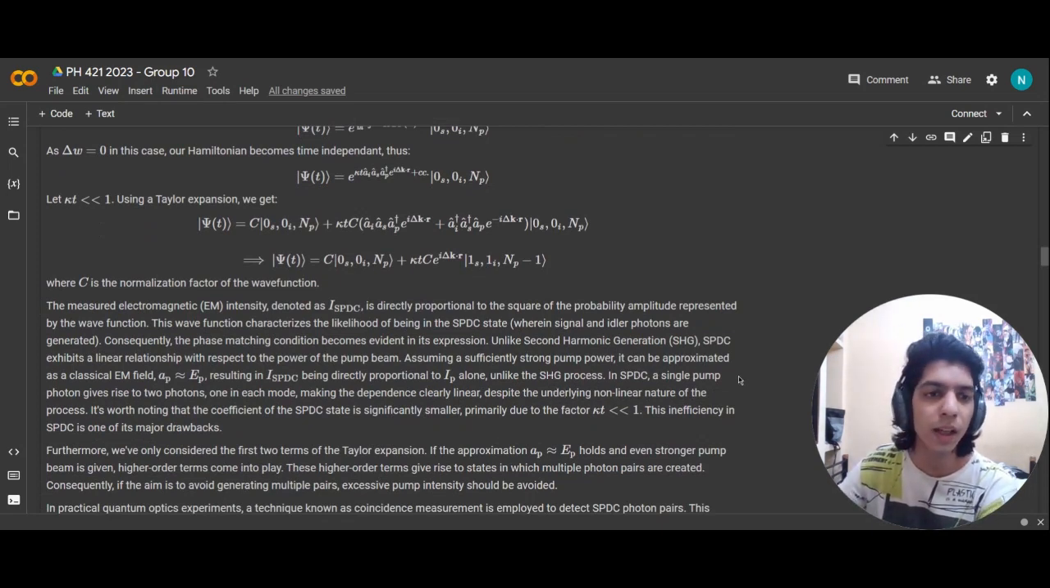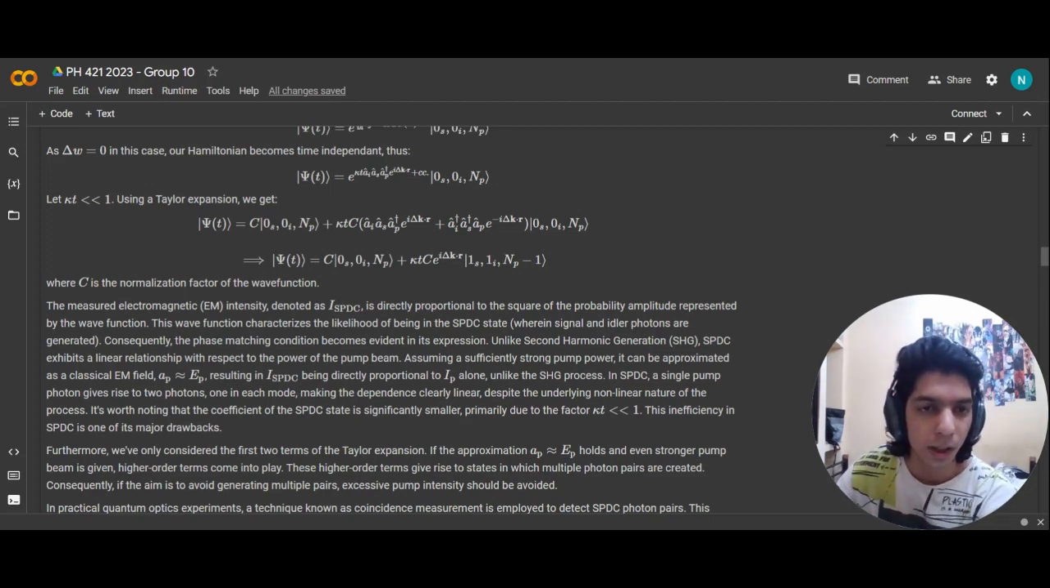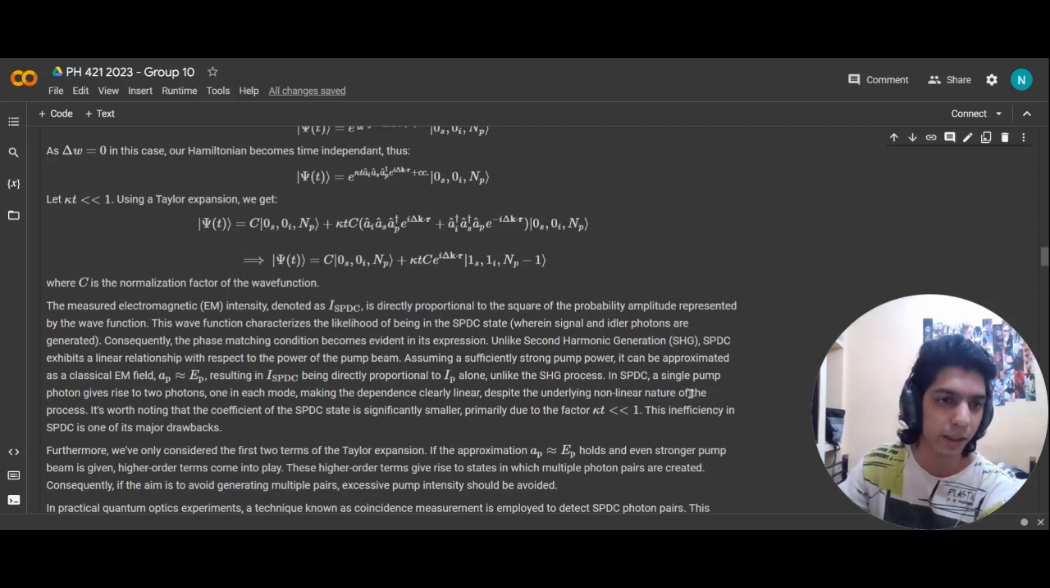In SPDC, a single pump photon gives rise to two photons, one in each mode. In one mode there cannot be more than one, but those modes can be degenerate. This makes the dependence clearly linear, even though the process is non-linear in nature. It is also worth noting that the coefficient of the SPDC state we are interested in is significantly smaller because of the factor kappa times t, which is much less than 1.